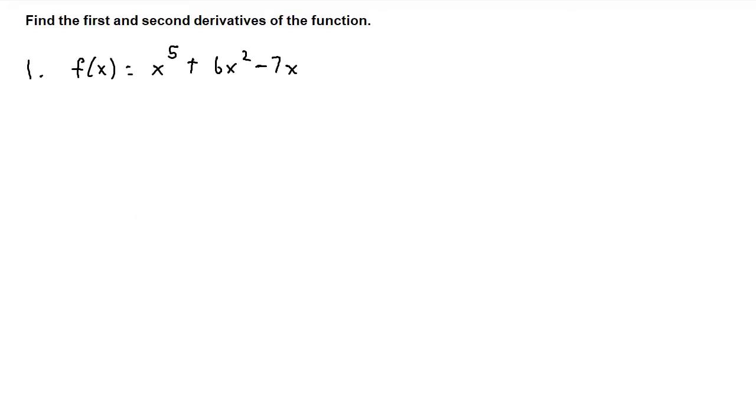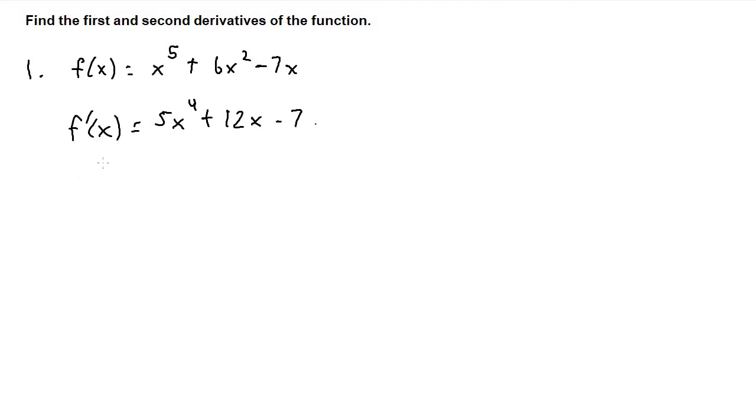So for this next set of problems, let's go ahead and find the first and second derivatives of the function. So for number 1, we have f of x equals x to the fifth plus 6x squared minus 7x. So in order to find the first derivative, f prime of x, all we have to do once again is derive. So derivative of x to the fifth, we use the power rule, is 5x to the fourth, plus the derivative of 6x squared, which is going to be 12x to the first, or just 12x. And then we have derivative of negative 7x, which is negative 7.